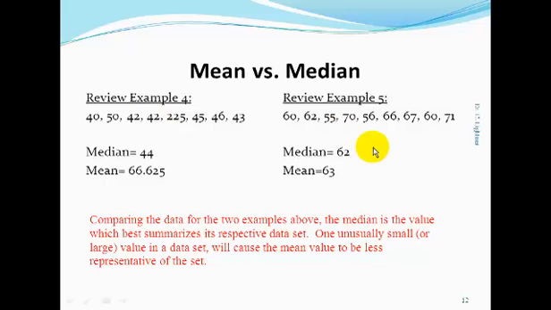For example 5, since we didn't have any exceptionally large or small numbers for our data set, the mean and the median were relatively close values. In short, whenever you have a data set which has an unusually large or small number present, the median would be much more representative of your data set.